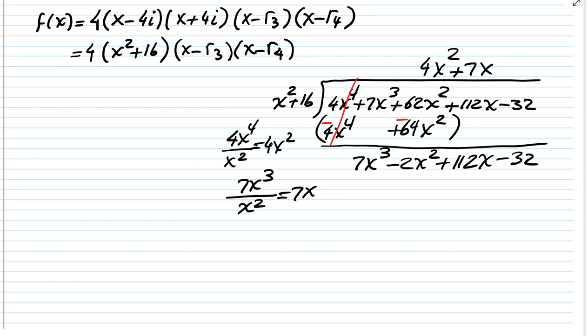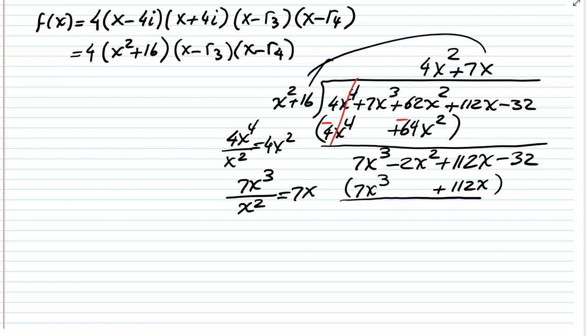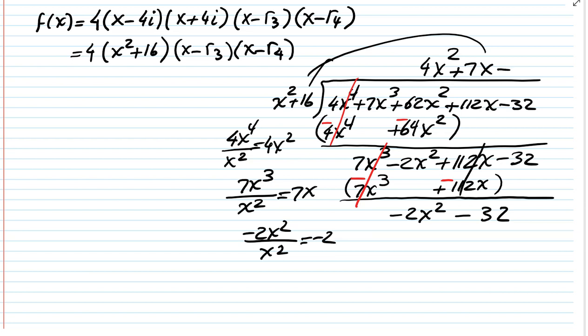Okay, and we're going to multiply 7x times the divisor. That will make it 7x cubed. And 7 times 16, that's 112x plus 112x. Okay, and then we change sign on these and add them. So that's now going to be negative 2x squared minus 32. And finally divide negative 2x squared by x squared. We get negative 2. And that's minus 2.